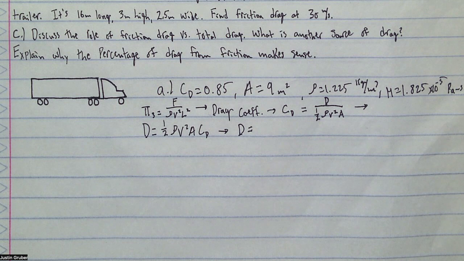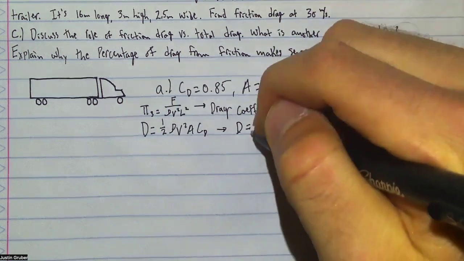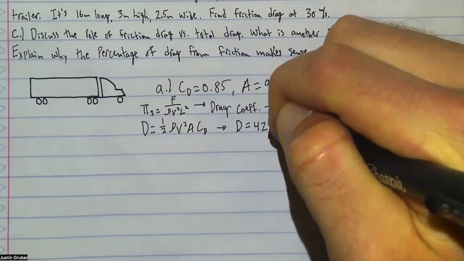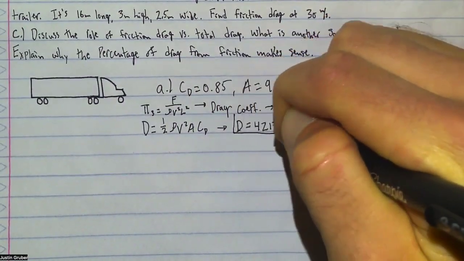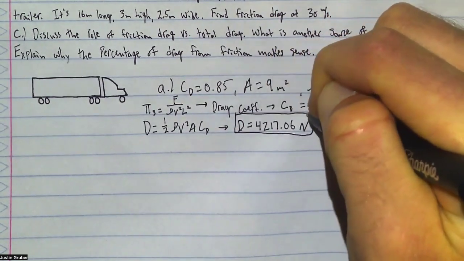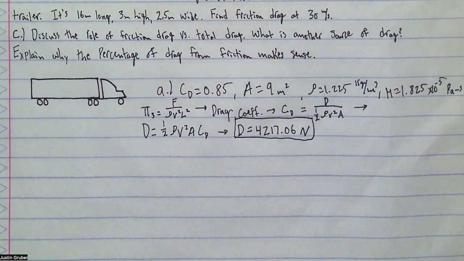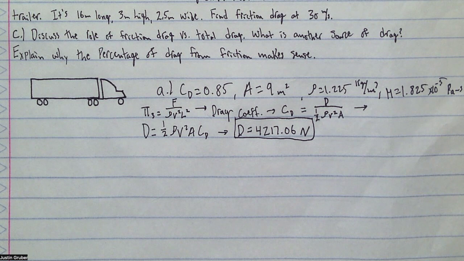It was 4217.06 newtons. And this is important to note. This is the total drag, so this doesn't discriminate what kinds of drag are involved here. Because there are different kinds, we'll get to it at the end, but this doesn't break those down.